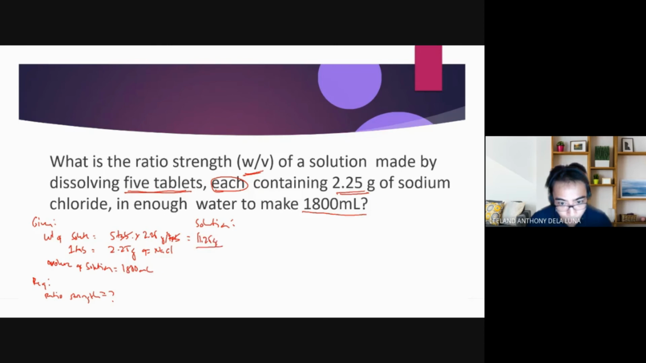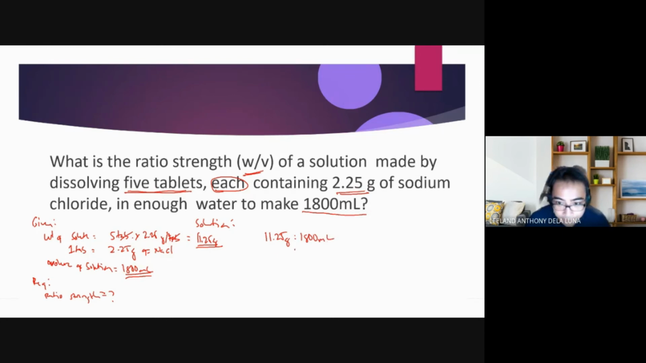11.25 grams. This is the total weight of solute. And then our total volume would be 1,800. So therefore, class, our expression would simply be 11.25 grams is to 1,800 ml.